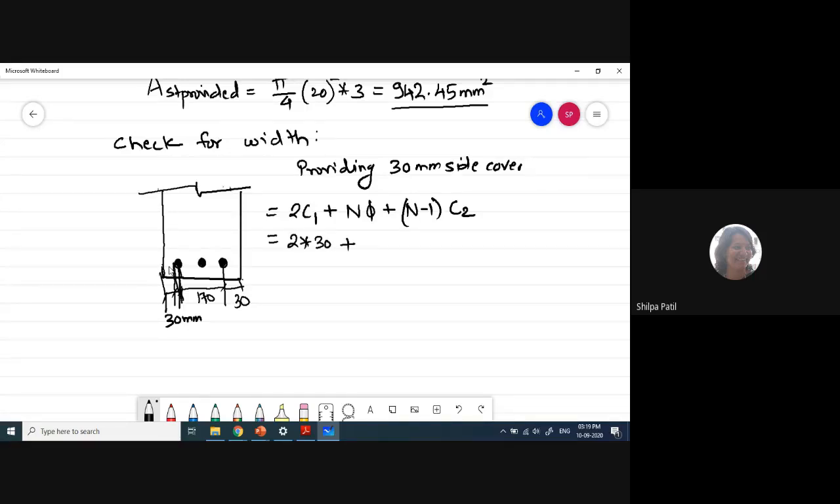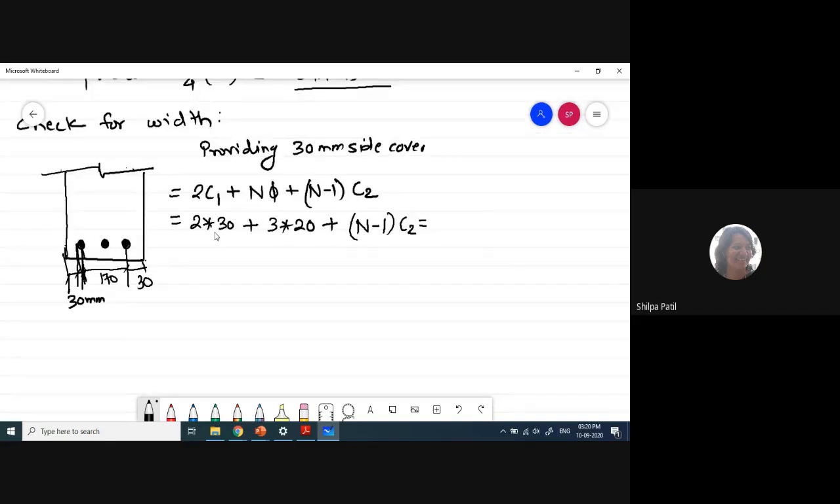So I will put the values here. 2 times 30 plus n number of bars 3, diameter is 20, plus n minus 1 C2. C2 we don't know actually. I will write down C2 over here as an unknown term and I will equate this to the width. This is the best idea to find out the required width. So this is the total width required, right? So what is the total width? 230. Have you got what I have done? And I am now calculating C2.